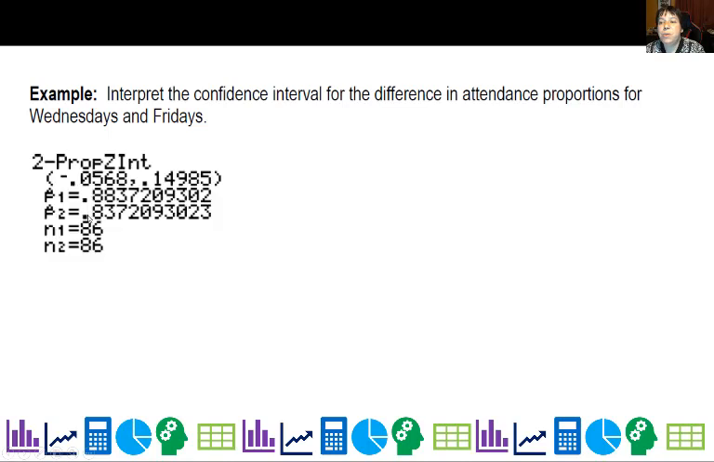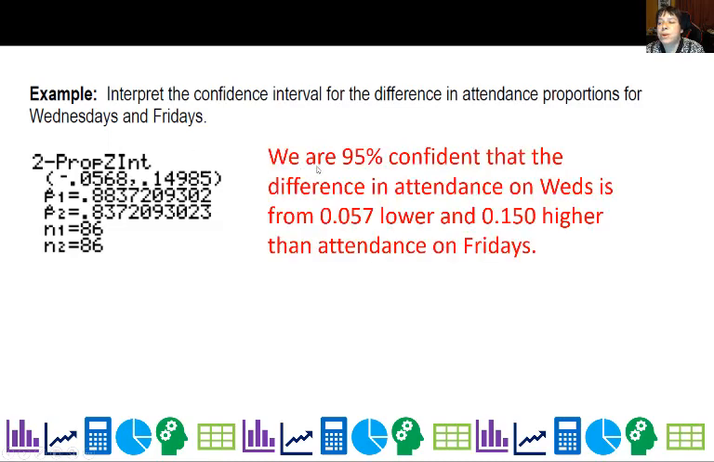So based on the output I got, I can interpret the confidence interval. So there is the range right there. We are 95% confident that the difference in attendance on Wednesdays is from 0.057 lower, and the reason I said lower is that it says negative, and 0.150 higher, because that's positive, than attendance on Fridays.